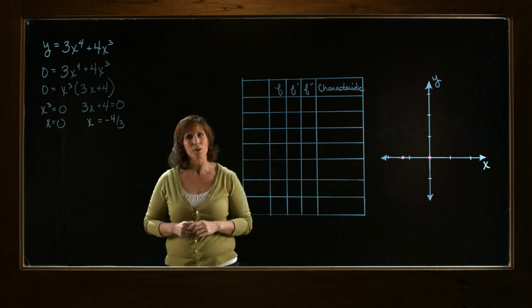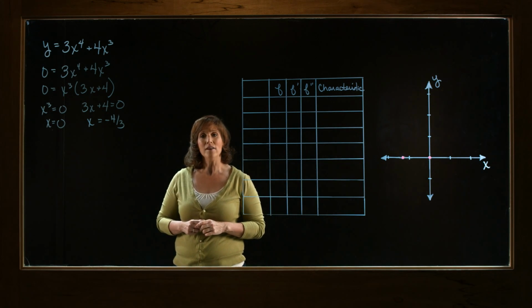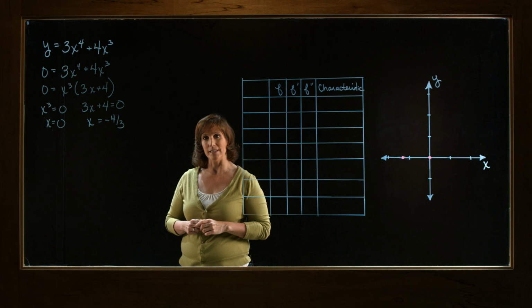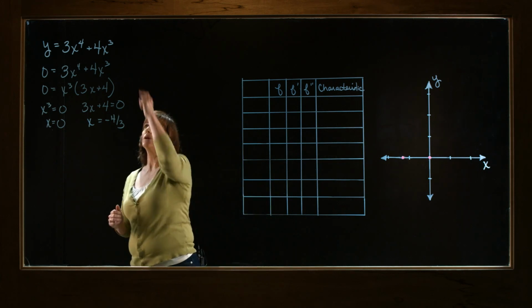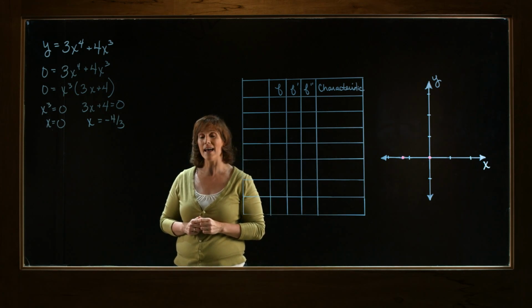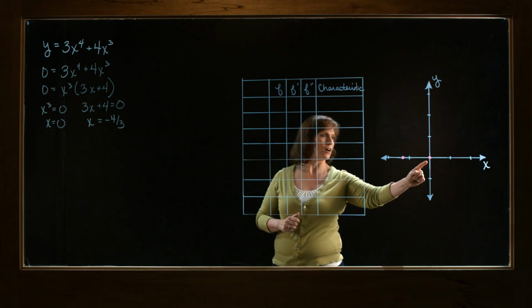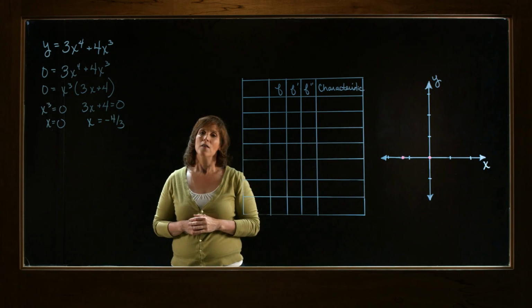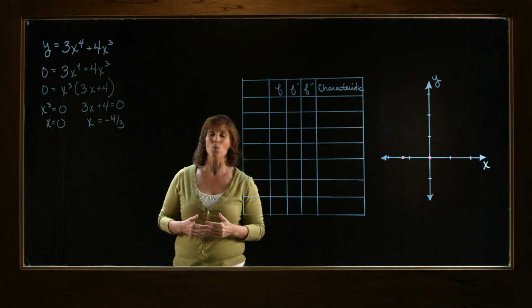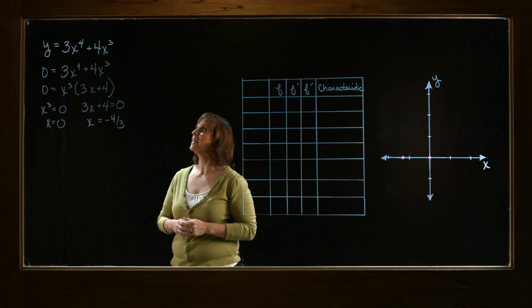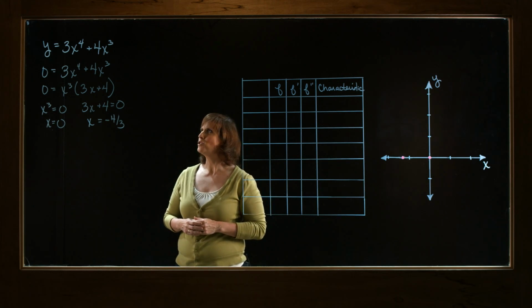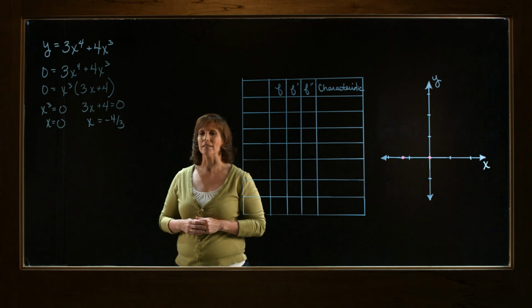Okay, now let's talk a little bit about y-intercepts. Y-intercepts occur when the x-coordinate is 0. So if I plug x equals 0 into my equation, I end up with y equals 0. Notice I already have that point on my curve. The origin is both the x-intercept and a y-intercept. All right? So now that we've done a little bit of algebra, let's move on to calculus.